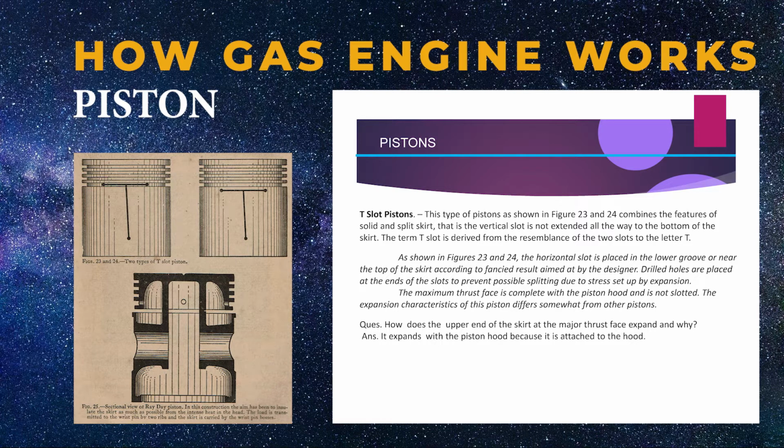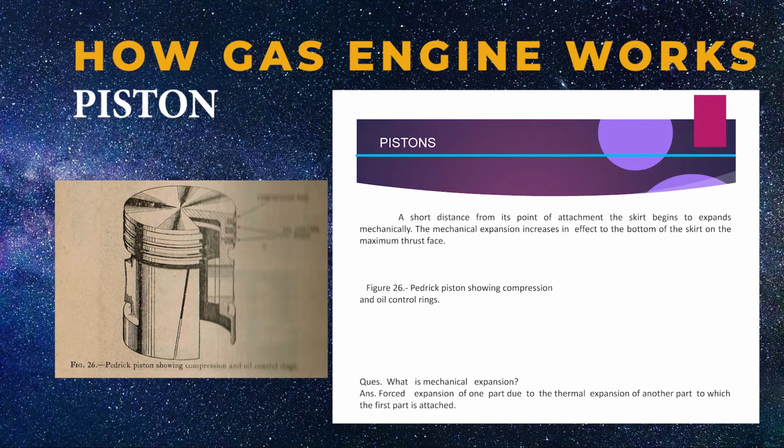The maximum thrust face is complete with the piston hood and is not slotted. The expansion characteristics of this piston differ somewhat from other pistons. Question: how does the upper end of the skirt at the major thrust face expand and why? Answer: it expands with the piston hood because it is attached to the hood. A short distance from its point of attachment, the skirt begins to expand mechanically. The mechanical expansion increases in effect to the bottom of the skirt on the maximum thrust face.